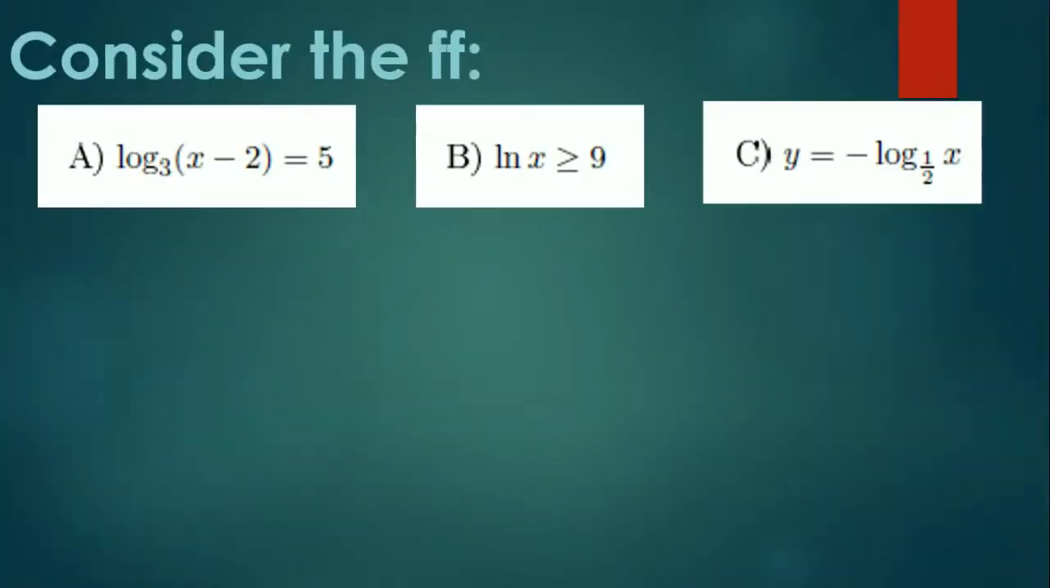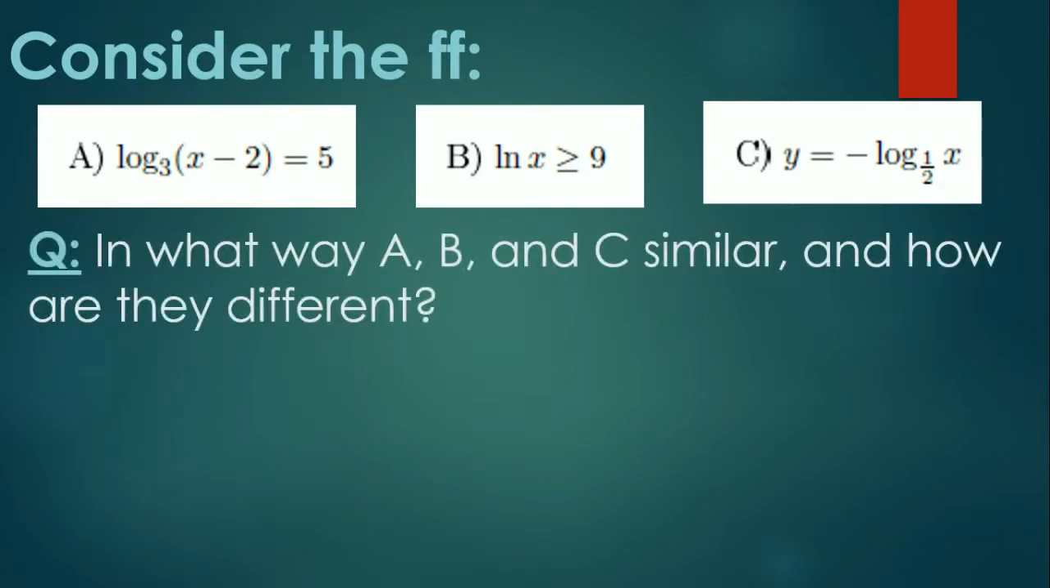So, let us consider the following. A, we have log base 3 of x minus 2 is equal to 5. B, ln x is greater than or equal to 9. And C, y is equal to negative log base 1 half of x. So, we have a question: in what way are A, B, and C similar? And how are they different? As you can see, all of them are logarithmic because of the existence of the term log and ln.